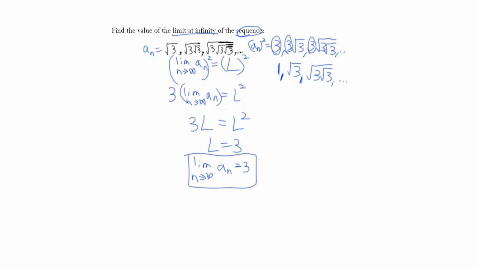But hold up a minute. There's another solution you might have seen, by changing this to that, and then factoring out an L, which will give you L is equal to 3 or 0. Number 1, this sequence is positive.